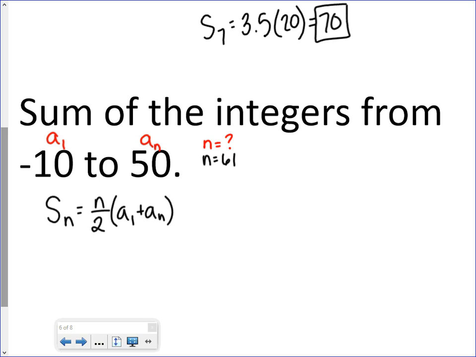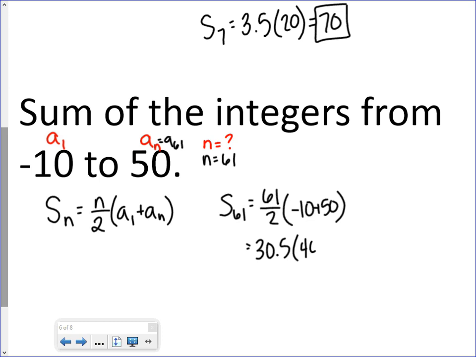And that makes 50 a sub 61, or my last term that I want to add. So I could say the sum of the first 61 integers from -10 to 50 is equal to 61 divided by 2 times -10 plus 50, and that would be 30.5 times 40.